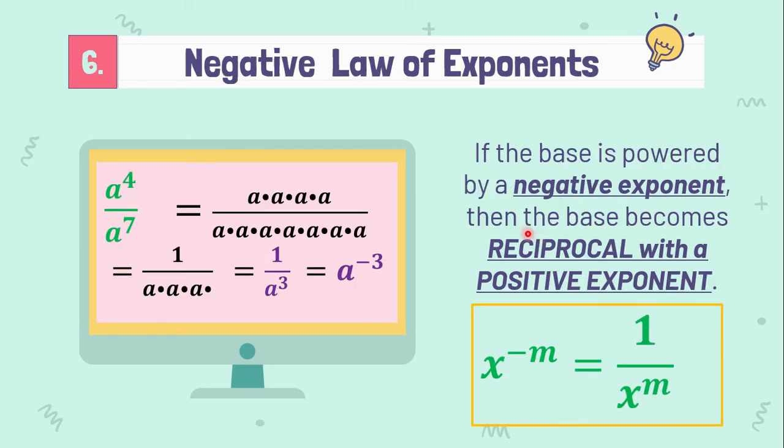Number 6, negative law of exponents. If the base is powered by a negative exponent, then the base becomes its reciprocal with a positive exponent. For example, x raised to negative m will be equal to 1 over x raised to m.